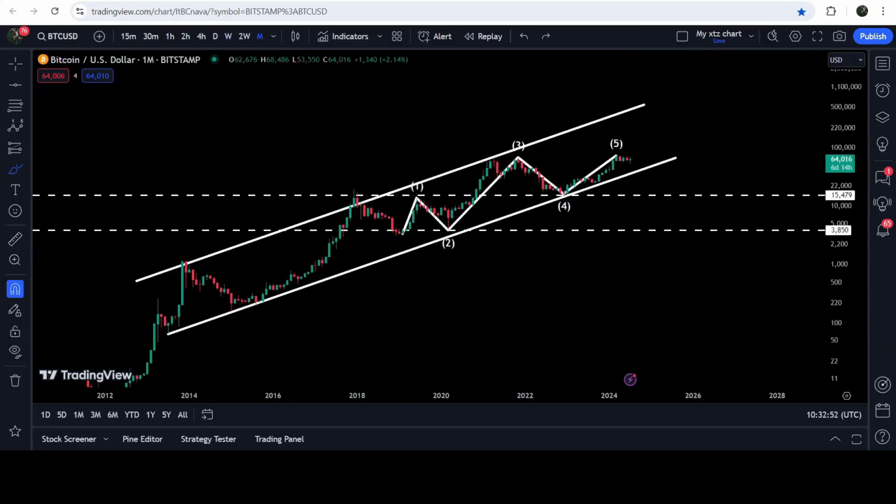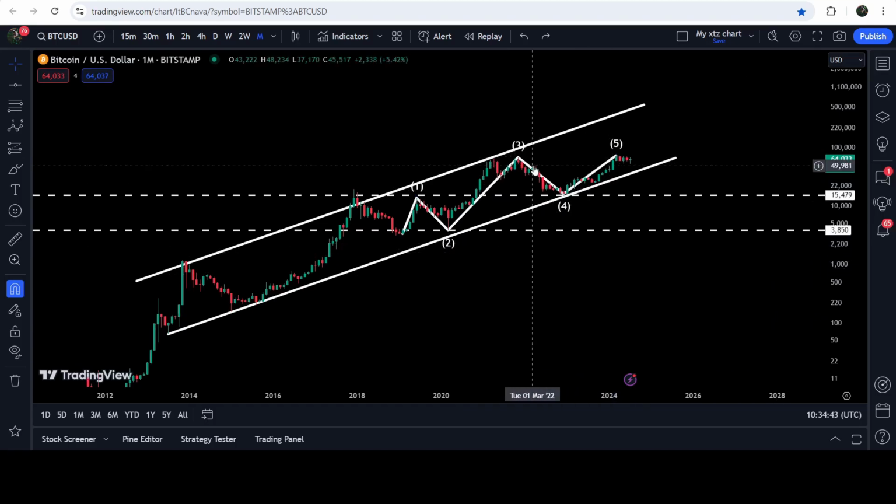Now, if we take a look at the monthly time frame chart, then here you can see that the price is moving inside a very long-term up channel. And while moving inside this channel, you can see that it is also forming a very, very huge Elliott wave structure as well. This is the impulsive wave 1, then we have the correction wave 2, then we have the longest wave 3, then we have the correction wave 4, and this is the formation of wave 5.